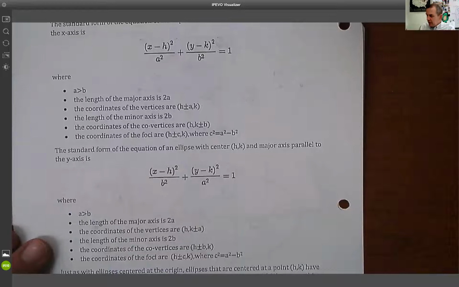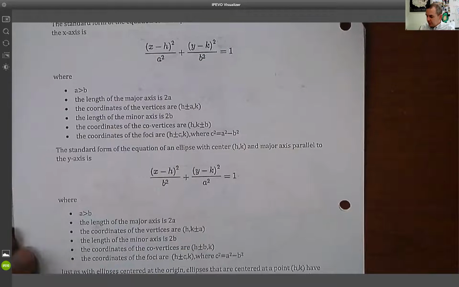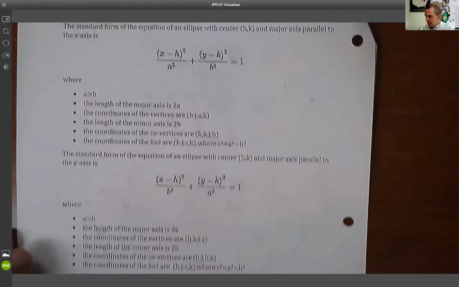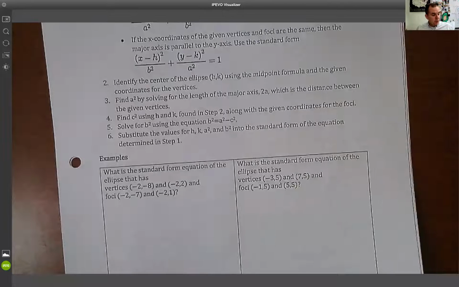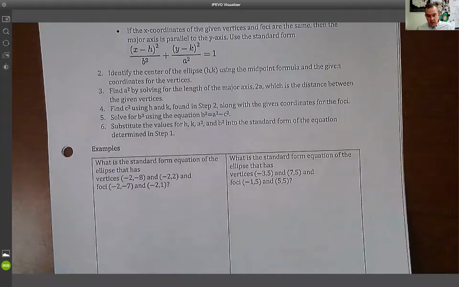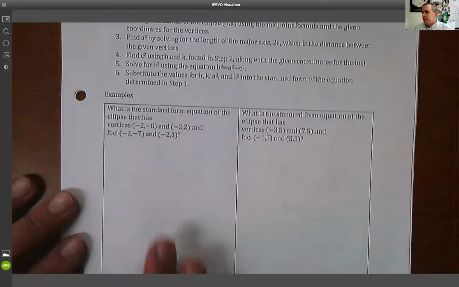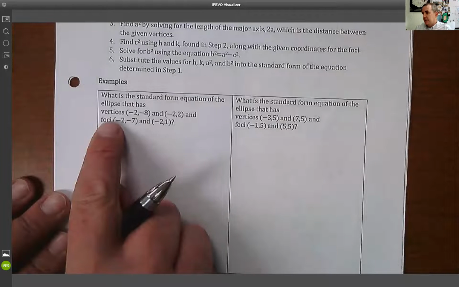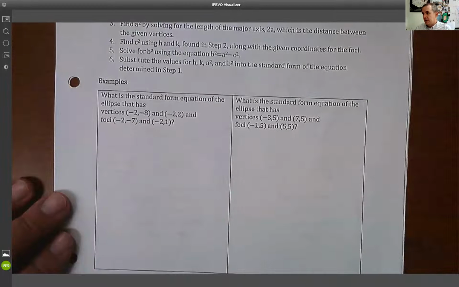So what I am going to do here is walk you through the logic of how we do these problems. I'm going to do an example, and I'm going to show you the process we do. So what we have here is a standard form equation of an ellipse. It's going to tell me the vertices, it's going to tell me the foci.